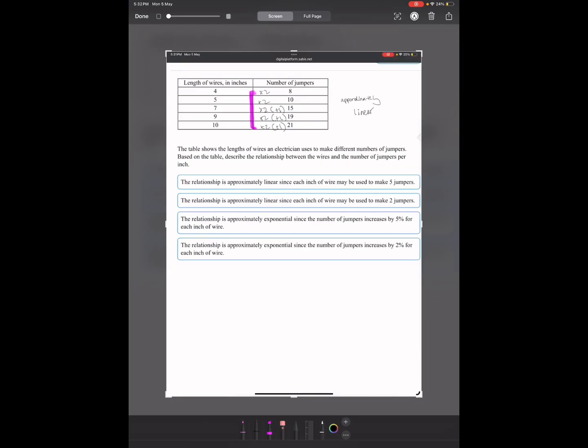So, the relationship is approximately linear since each wire is used to take 5 jumpers? No, we're not multiplying by 5 every time, so this is wrong. The relationship is approximately linear since each wire may be used to make 2 jumpers. Yes. The relationship is approximately exponential? It cannot be exponential. Exponential means a number to the power of something, and nothing here is a number to the power of anything. Like 4 to the power of nothing is equal to 8, right? So there's no way this is exponential. So it's not, and this is also not. So the answer is this.